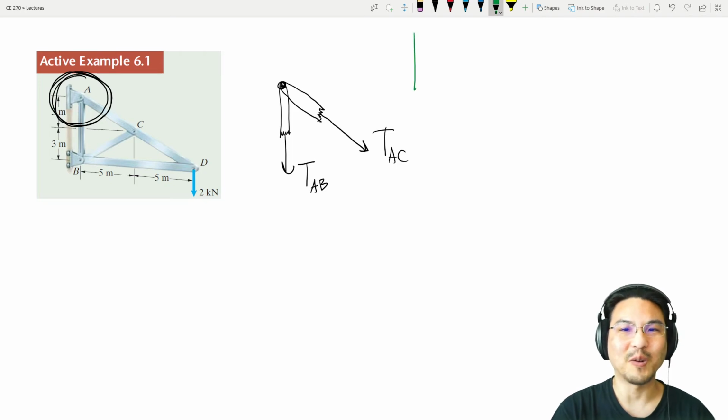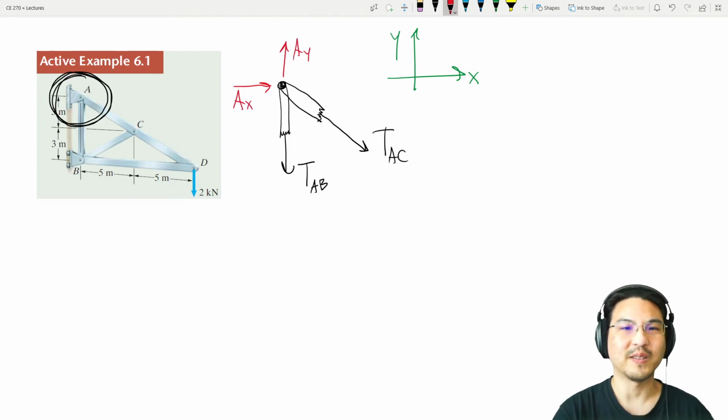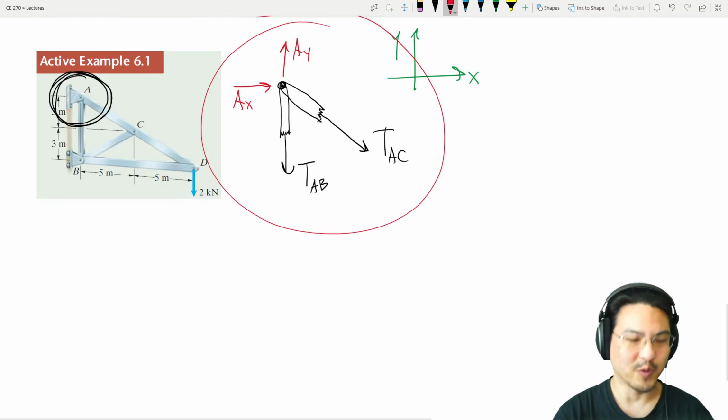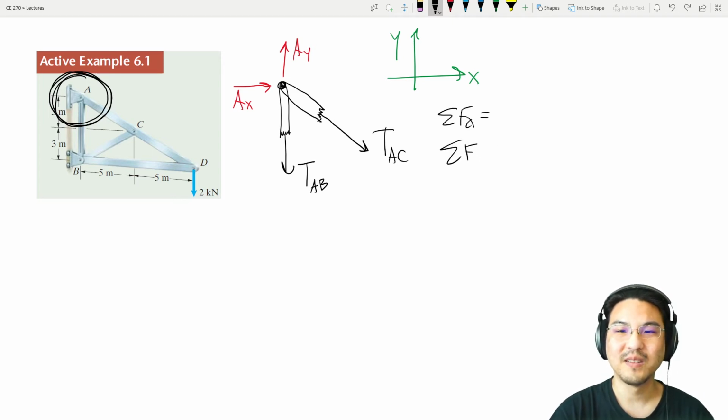So let's say I pick coordinates like this instead. Then for reaction force A, I'll decompose that into my choice for X and Y, like this. Okay, so here's the free body diagram for joint A. Now, let's write Newton's laws, decomposed into components based on my choice of coordinates.